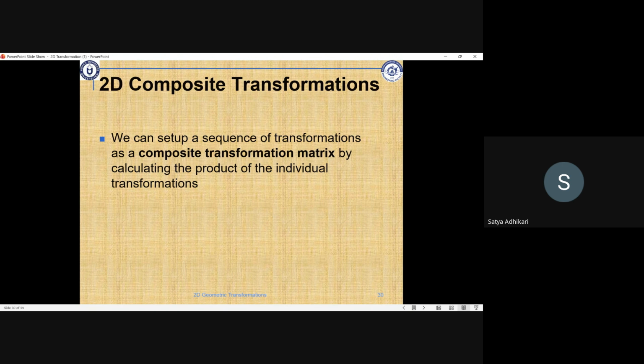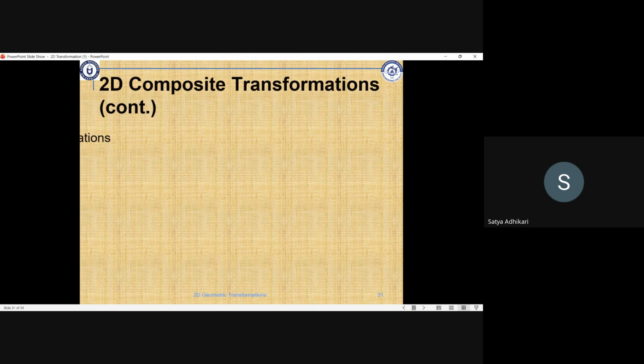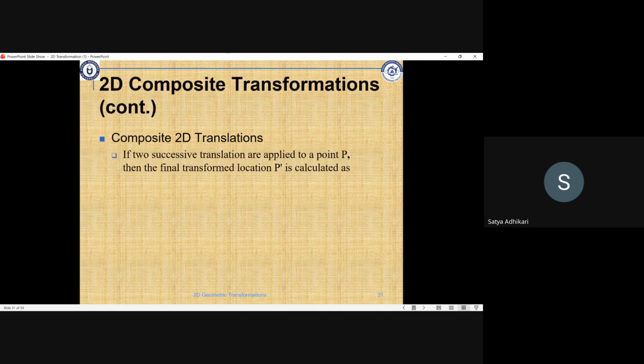So we can set up the sequence of transformations as a composite transformation matrix by calculating the product of the individual transformations. Composite 2D translation. If two successive translations are applied to a point P, then the final transformed location P dash is calculated as follows. You see, we are now applying composite transformation. That is, one transformation followed by another.